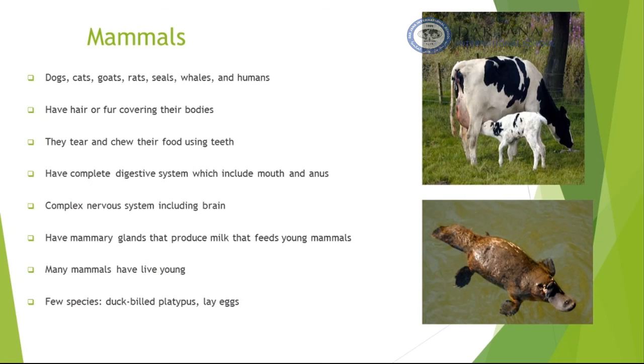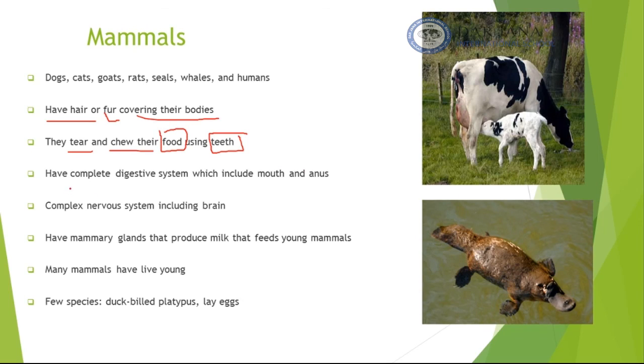The next group is mammals, which is the last group in chordates, vertebrates. Okay. Mammals include dogs, cats, goats, rats, seals, and so on, and also humans. Okay. Some characteristics: they have hair or fur covering their bodies. Now, we know that mammals have teeth. Okay. So they will tear and chew their food.